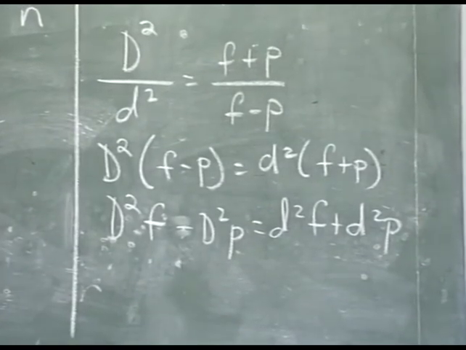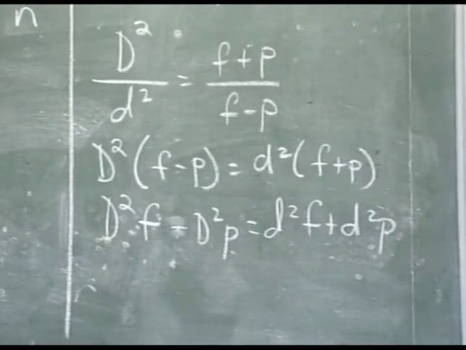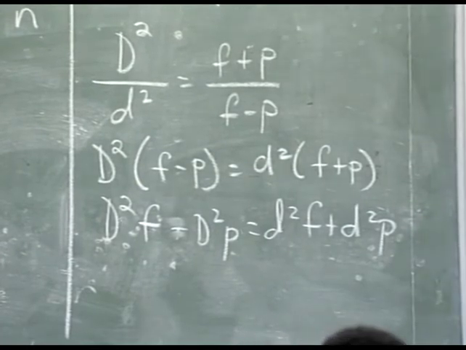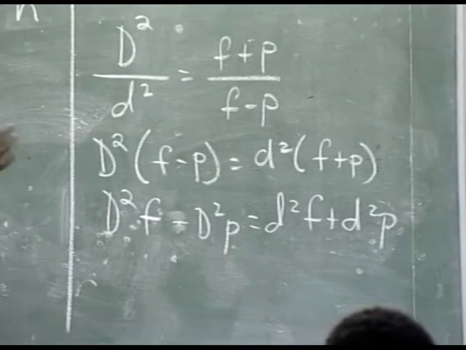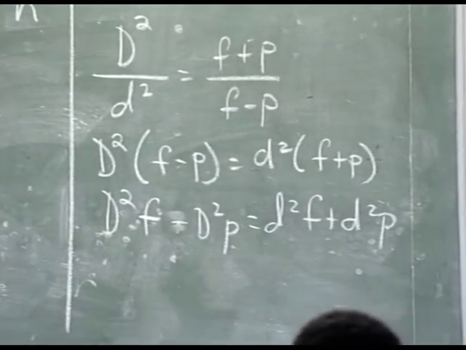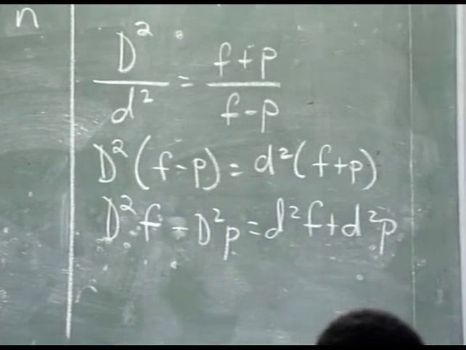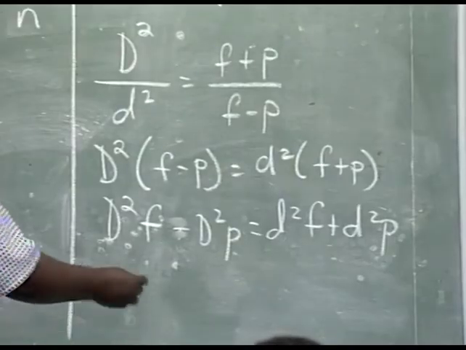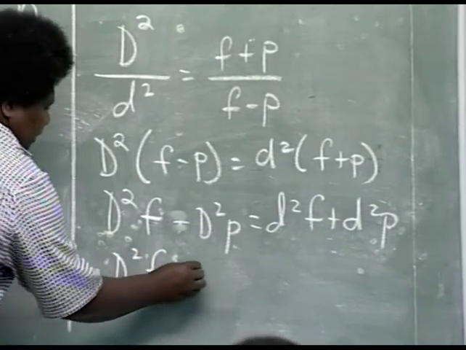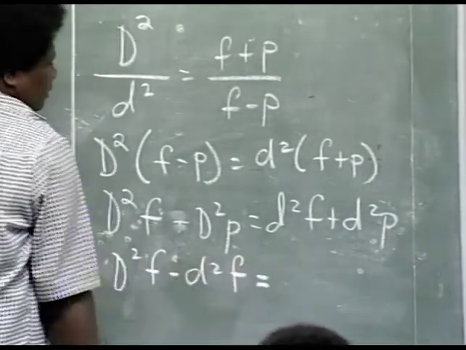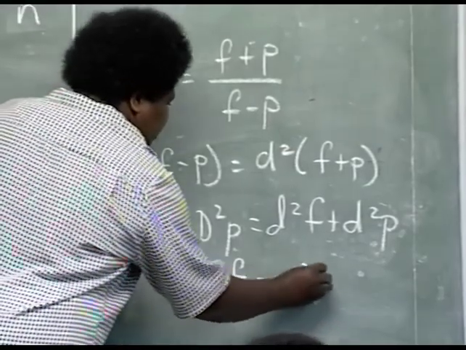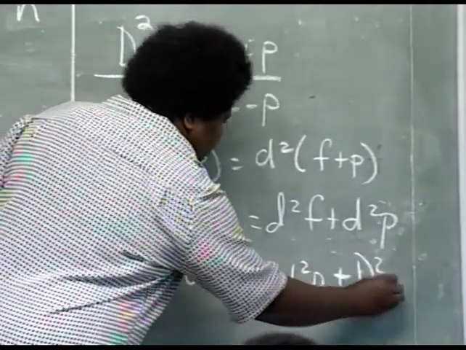Okay, what's the next step then? What's the next step, Rita? Have a look at what I've got on the board, or if you've done it. What should I do next? Minus small letter d squared F on the other side, and plus capital letter D squared P. So D squared F minus small letter d squared F equals D squared P plus small letter d squared P.